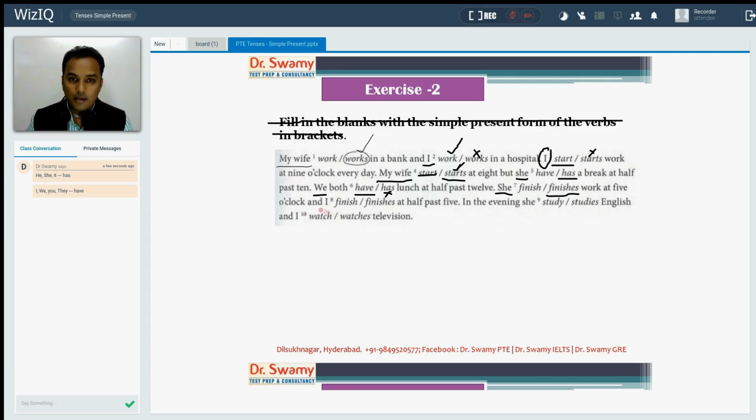And then you have I as the subject in this case, so finish is the verb you need to use here. Finishes is wrong there. So she, the answer is studies. Here study is wrong. Now I is the subject, therefore you need to use watch, which is right. Watches is wrong in this case. So you can refer back to the previous slides and look at the structure, how it is used, so that you can reinforce the idea of the structure.